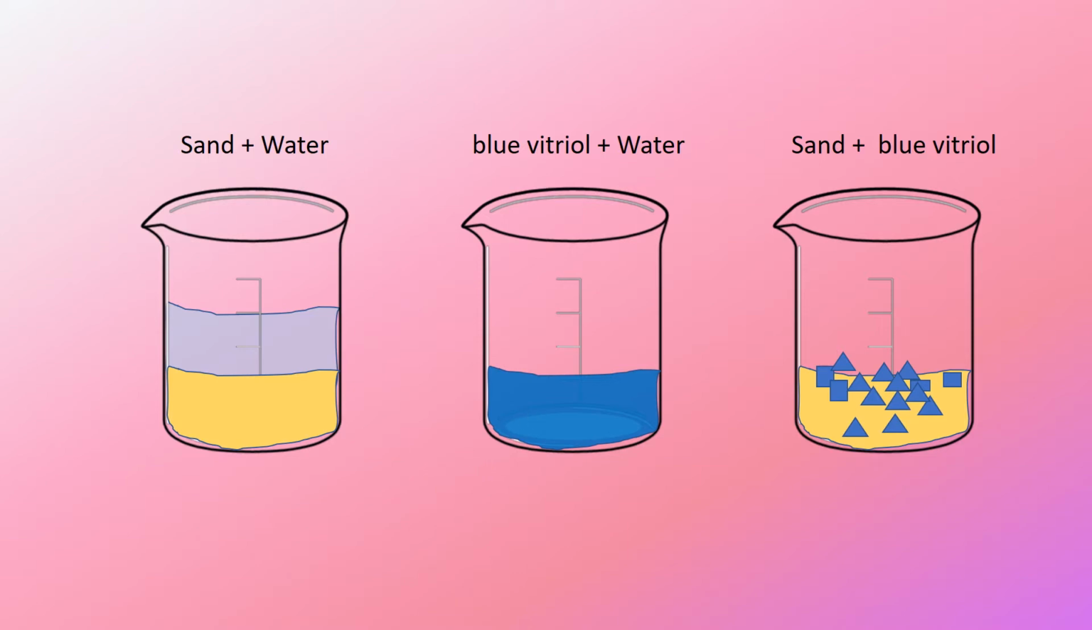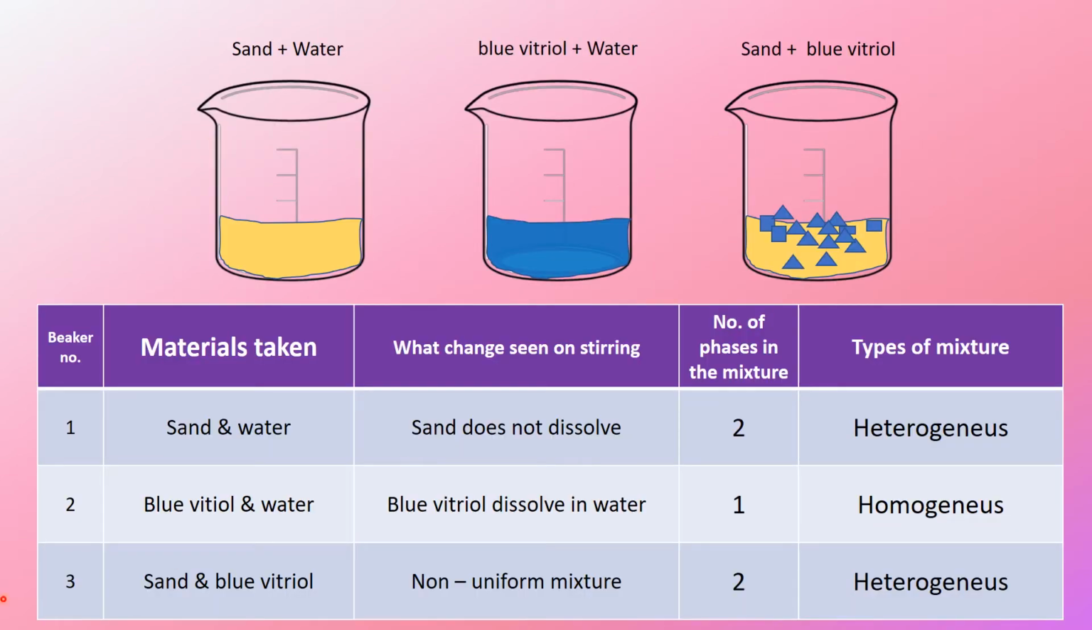on page number 5. See here, in the first beaker, where we have taken sand and water, what changes are seen? Sand does not dissolve. You can see here, sand does not dissolve in water. And the number of phases in the mixture is 2. This is one phase, the layer of sand, and the other layer is of water. Therefore this type of mixture is heterogeneous.